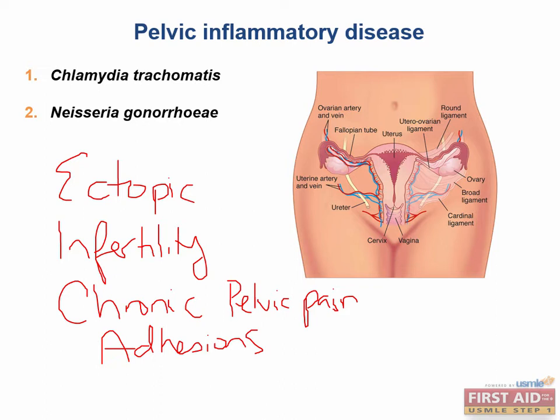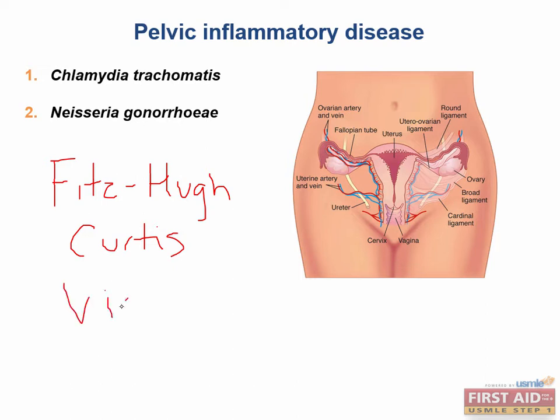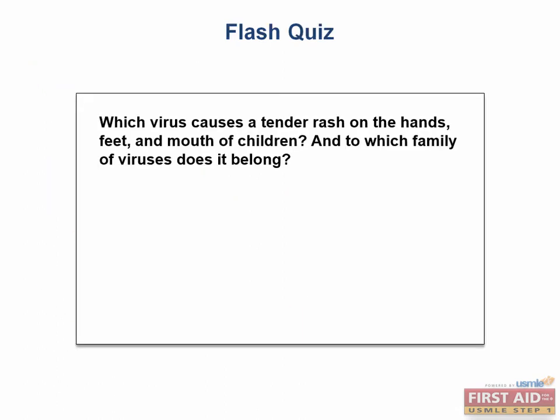In addition to infertility and other problems, if untreated, PID can lead to what is called Fitz-Hugh-Curtis syndrome. In this syndrome, we can see an infection of the liver capsule that manifests as classic violin string adhesions of the parietal peritoneum to the liver.